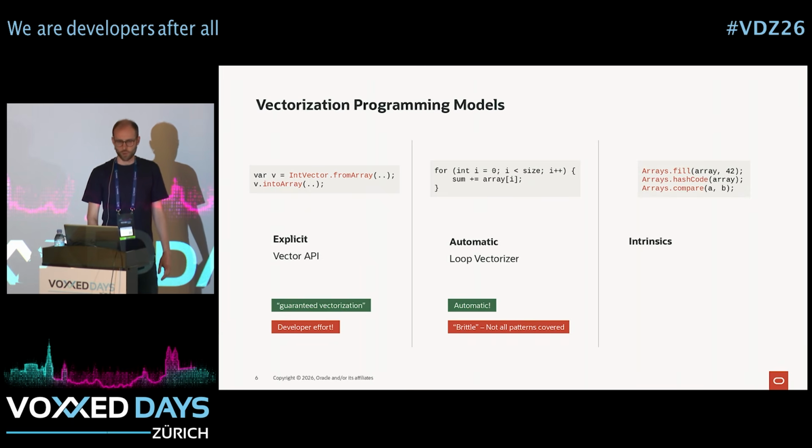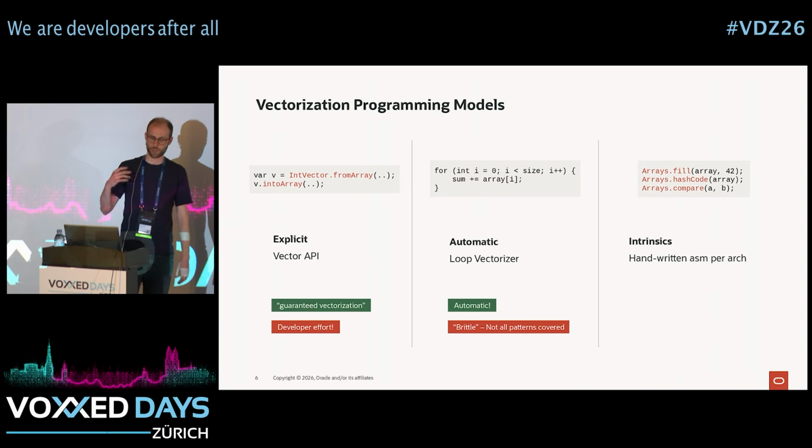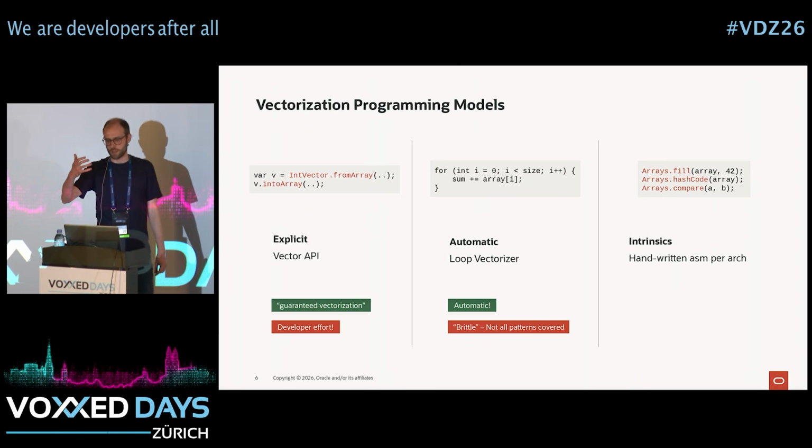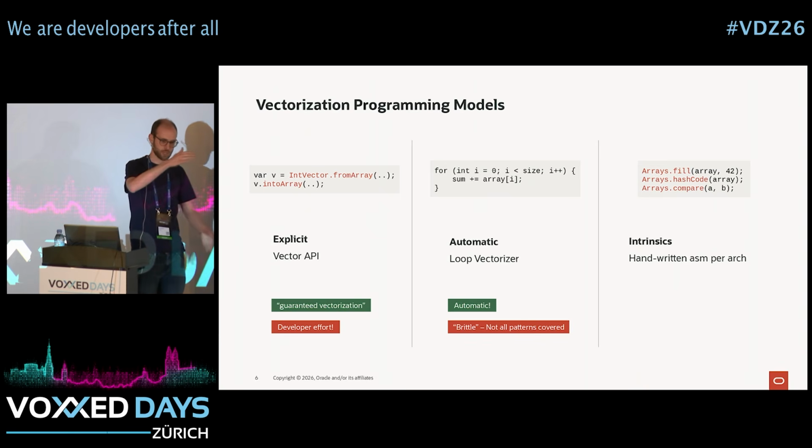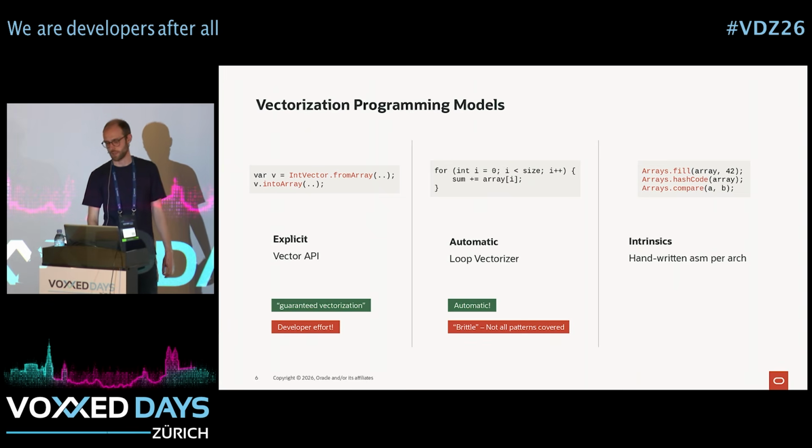And then there are some core library methods in Java that are so important and pretty clearly parallelizable that we have for a long time already been handwriting assembly for those Java calls, essentially. So instead of going to the Java implementation for the fill call and then compiling that, we actually directly call an assembly snippet that has been handcrafted.